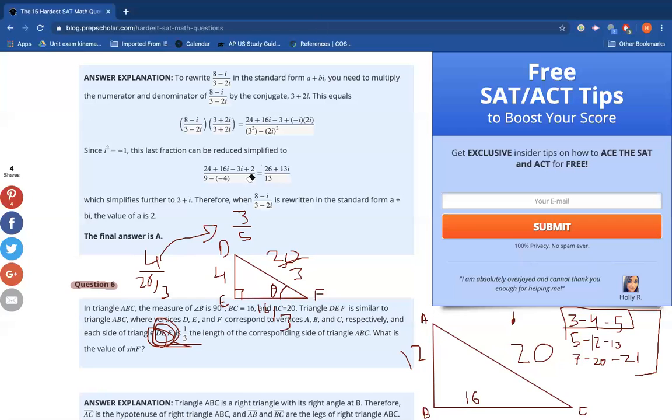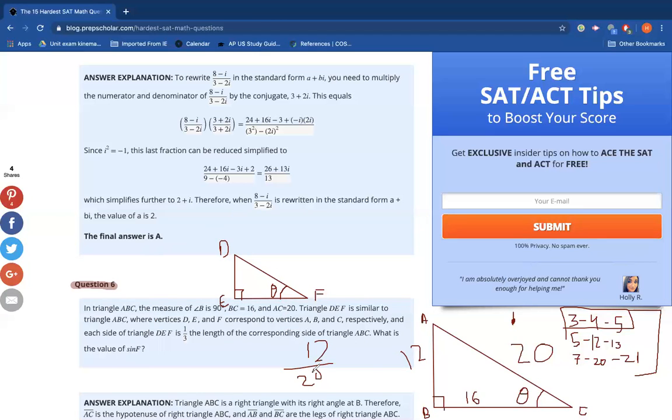Or there's actually an easier way. You could do this, there's no problem, it's a pretty quick method. But if you want to go even quicker, you just have to realize that since they're similar triangles, all their angles are going to be equal. So this theta over here is exactly the same angle as this theta over here. Then we look at opposite, which is 12, over hypotenuse, 20, and this is 3 over 5.